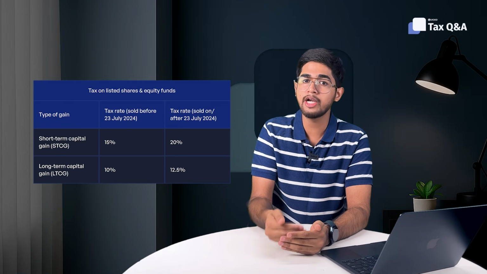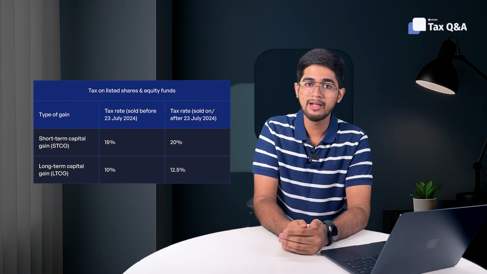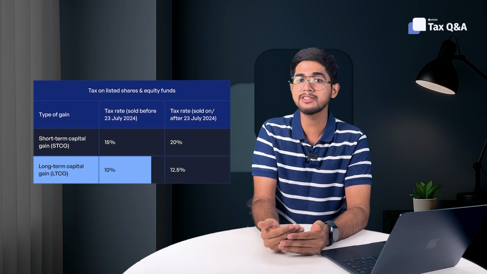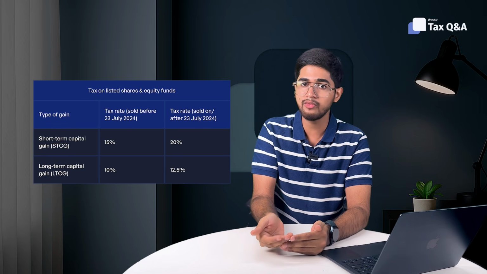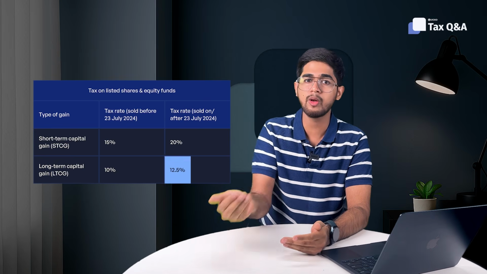Effectively, this means we have two different tax rates to follow this year. If you sold stocks before 23rd July 2024, the old rates apply. That is 15% for short-term and 10% on long-term capital gains. While stocks sold on or after 23rd July will get taxed at higher rates of 20% and 12.5%. Now, when it comes to reporting your capital gains, that's also changed a bit this year.